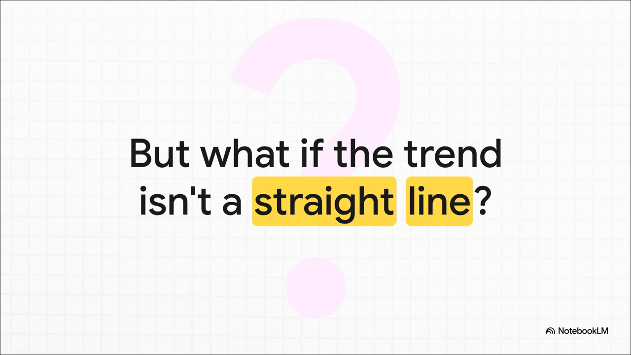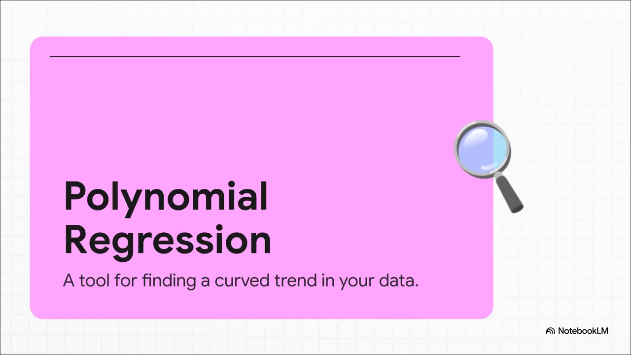Okay, but what if the trend isn't a straight line? I mean, real-world data is messy, right? It's not always going to be that neat and tidy. So what do you do when your data points are clearly following some kind of curve? What tool do we grab then? Well, for that, we reach for polynomial regression. Think of this as our more flexible tool. It's built from the ground up to find and follow those trends that bend and curve. Exactly the stuff our simple straight-line ruler couldn't handle.